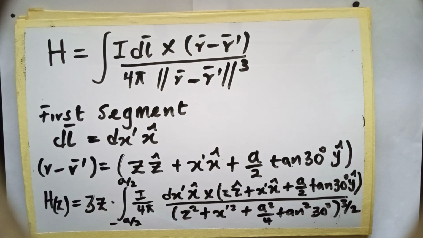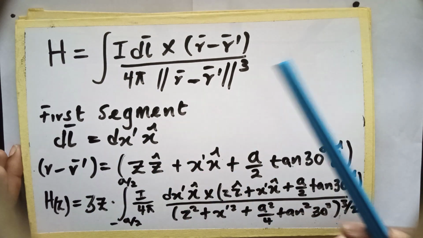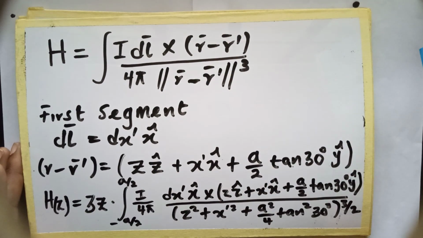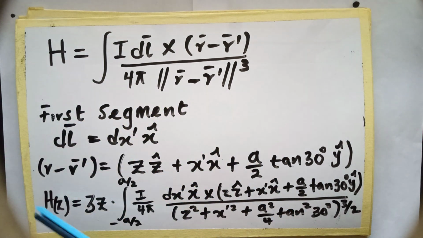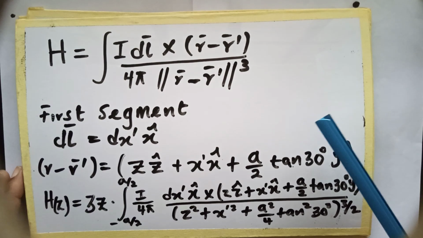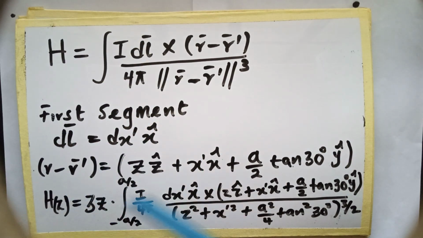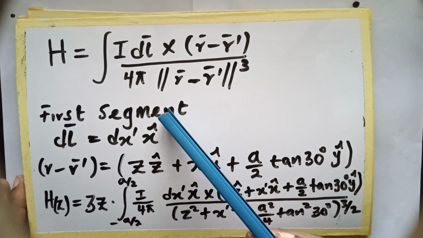Now, this is the formula we are going to be using, which is the Biot-Savart law, where I is the current flowing through the triangular loop. R is the vector that I was showing to you in the previous slide. Now, we have the first segment. The first segment is the length that is parallel to the x-axis. So we have our dl, because that length is parallel to the x-axis, so our dl is equal to dx prime x cap.